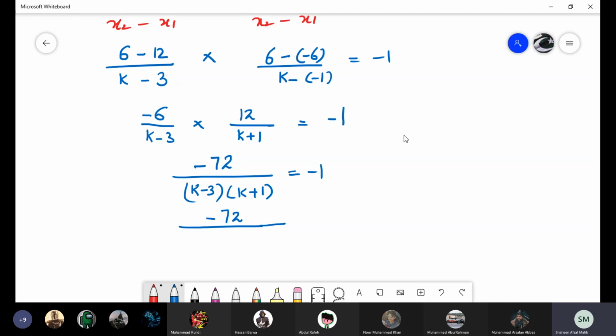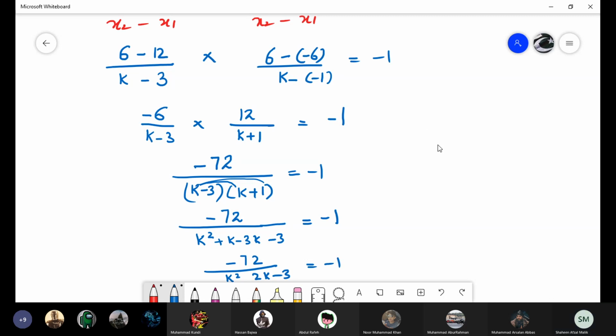So multiply these two, simplify these two products. Multiply k with this k, then k with 1. So what will it be? K square plus k, ones are k, minus 3k minus 3, is equal to -1. If we further simplify, it will be -72 over k square minus 2k minus 3 is equal to -1.